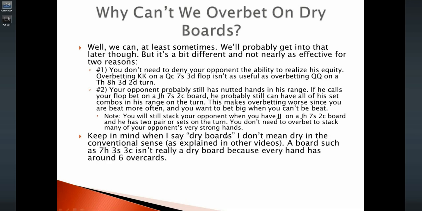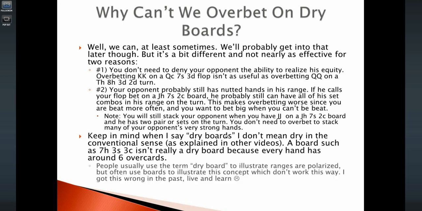Lastly, we want to keep in mind that when I say dry boards, I don't mean dry in the conventional sense. This is explained in other videos. A board such as 7-3-3 rainbow isn't really a dry board because every hand has around 6 overcards. People usually use the term dry board to illustrate ranges are polarized, but often use boards to illustrate this concept which don't work this way. I got this wrong in the past, live and learn.